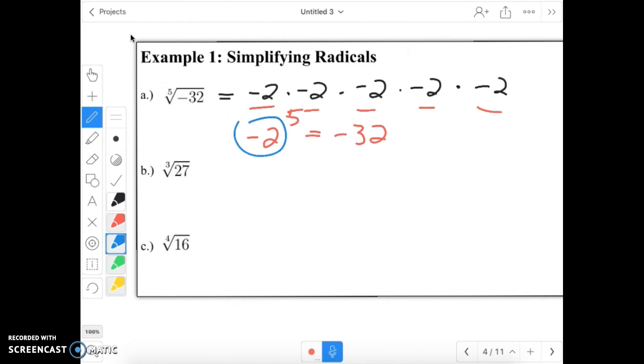For part B, we're asking ourselves what number times itself 3 times equals 27. That would be 3, because 3 times 3 is 9, times 3 is 27. And last, the fourth root of 16. So that would either be 2 or negative 2, because 2 times 2 is 4, times 2 is 8, times 2 is 16. The same way, negative 2 times negative 2 is 4, times negative 2 is negative 8, times negative 2 is positive 16. So for that one, you would have 2 answers.